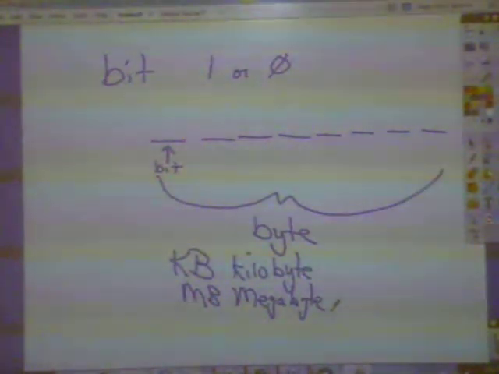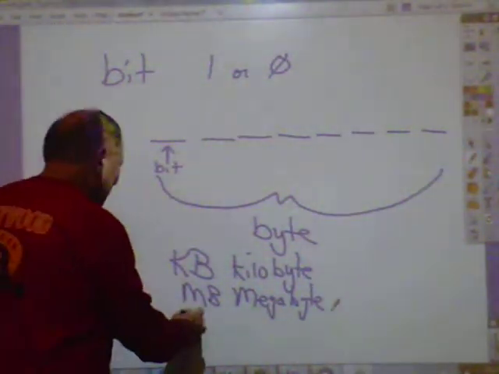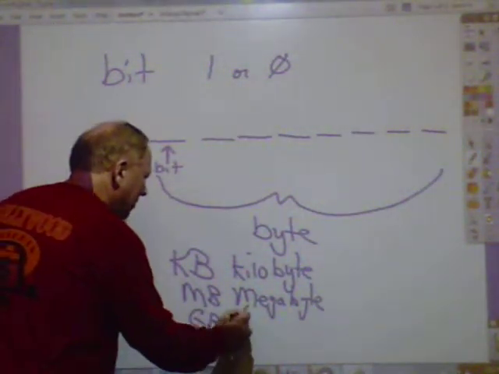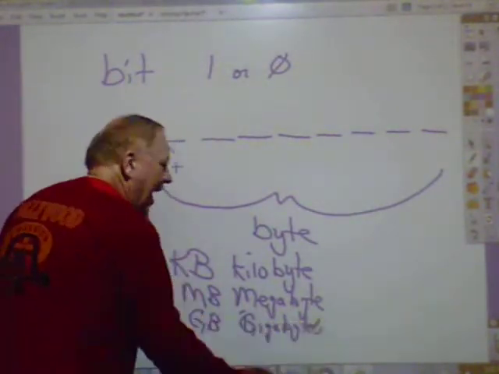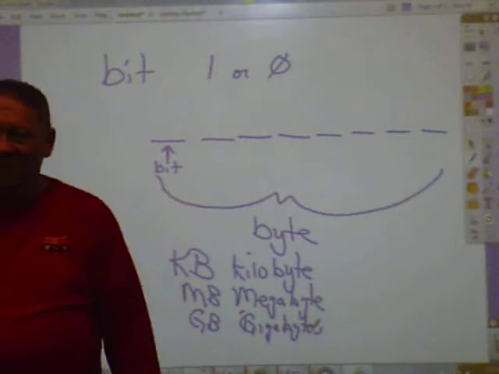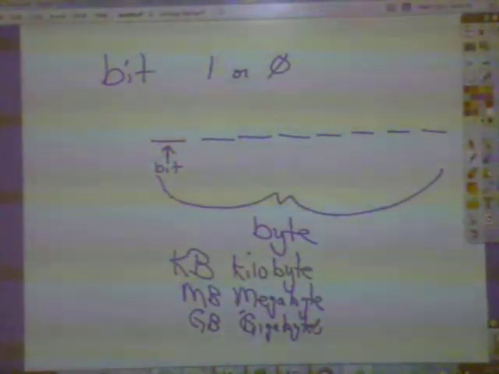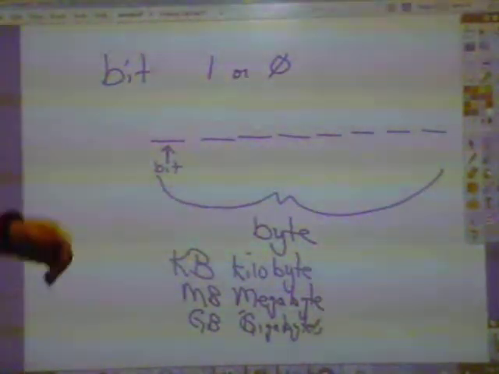Now we're talking gigabytes. And that's billions. Actually, now you can buy hard drives out there that are terabytes, which is a trillion. It's just going like that.